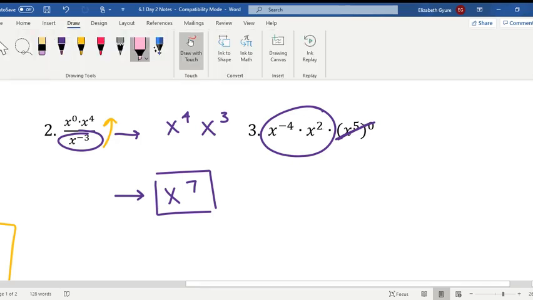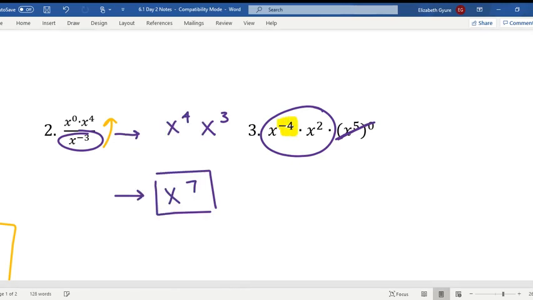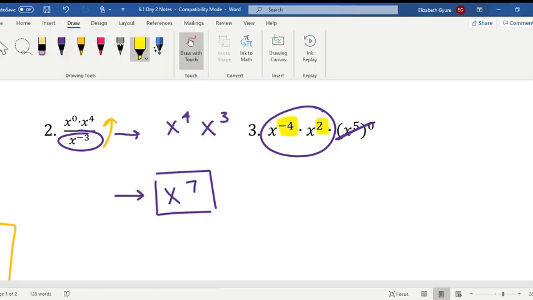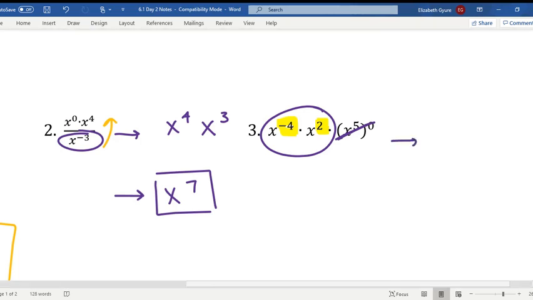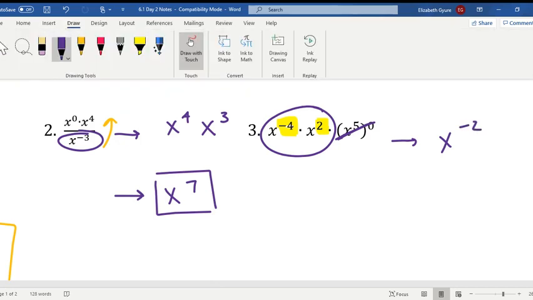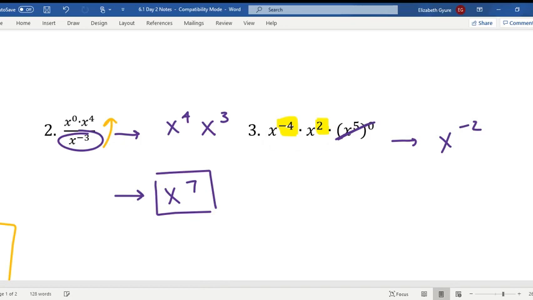So we're going to take our negative 4 plus 2. Can someone tell me what negative 4 plus 2 is? Negative 2. Okay, so now we have an x to the negative 2. But is it okay to have a negative exponent in my final answer? We want a negative? No. Okay. So what do I have to do to turn this into a positive?